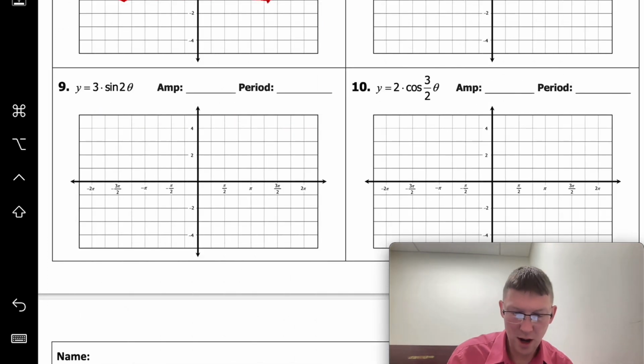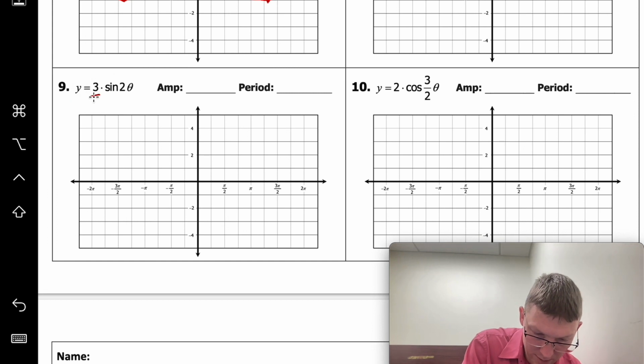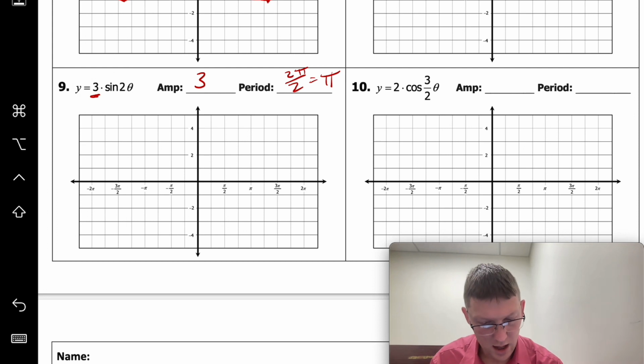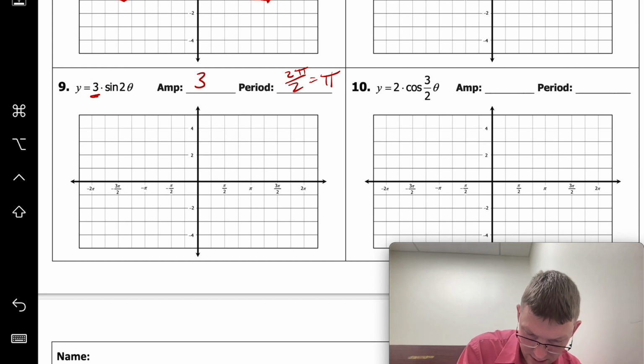All right, looking at number 9, this one's not going to be as bad. We're avoiding those 3 fractions. But anyway, our amplitude is going to be this number right here. So that's going to be 3. Our period is going to be 2 pi over 2, which equals pi. And so that means we've got sine of 0. So at sine of 0, our graph is at 0.